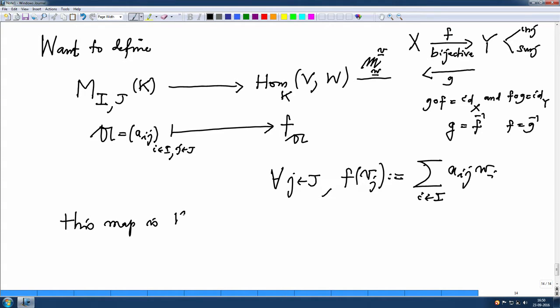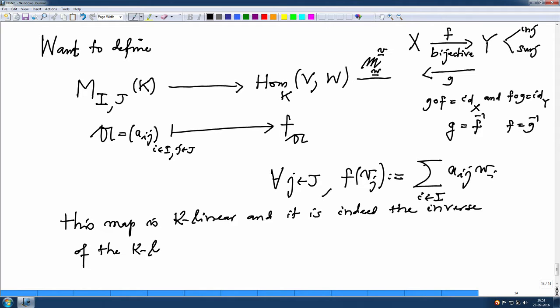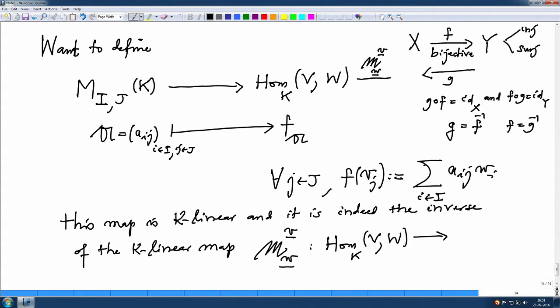It is K-linear, and it is indeed the inverse of the K-linear map M V W, this map, which is a map from Hom K of V, W to M I J K.